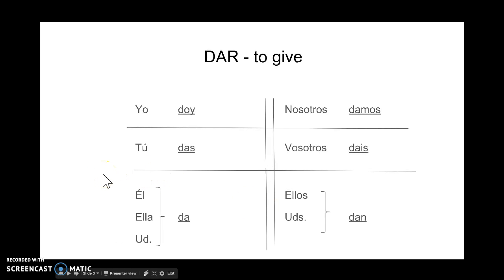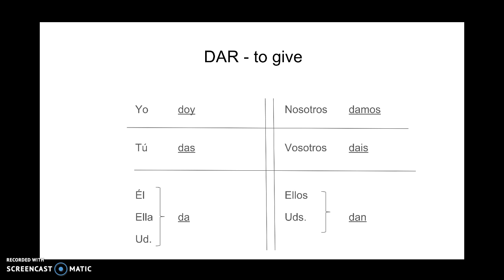Our second verb today is the verb dar, which means to give. Just like ver, you'll notice that it is only irregular in the yo form. I give is yo doy. You give is tú das. Él or ella da is he or she gives, and usted da is you give, formal.